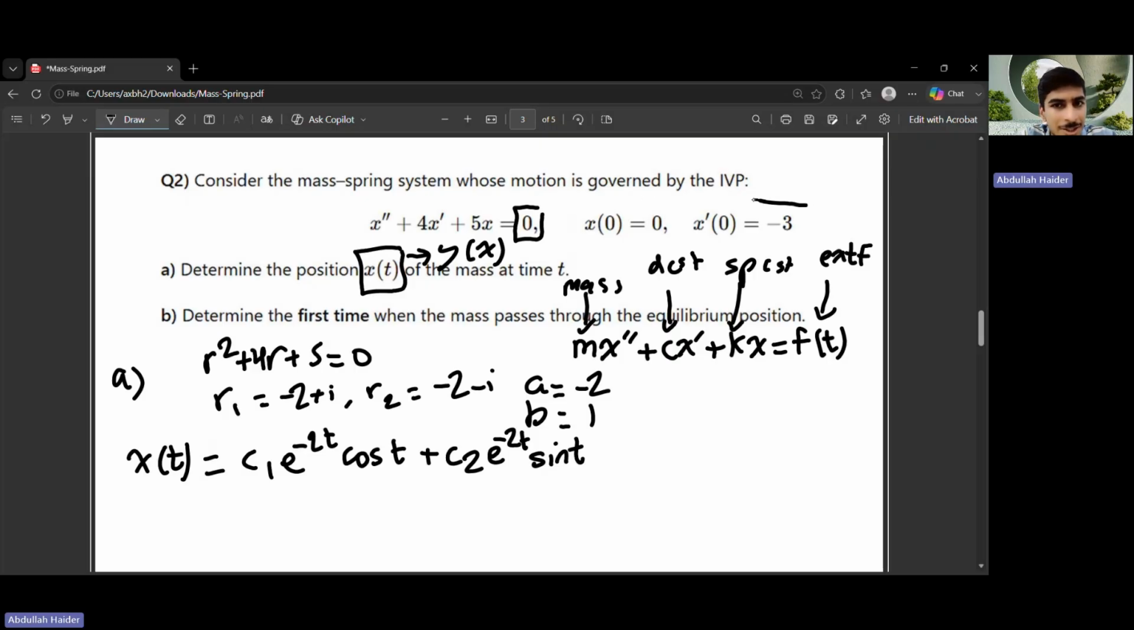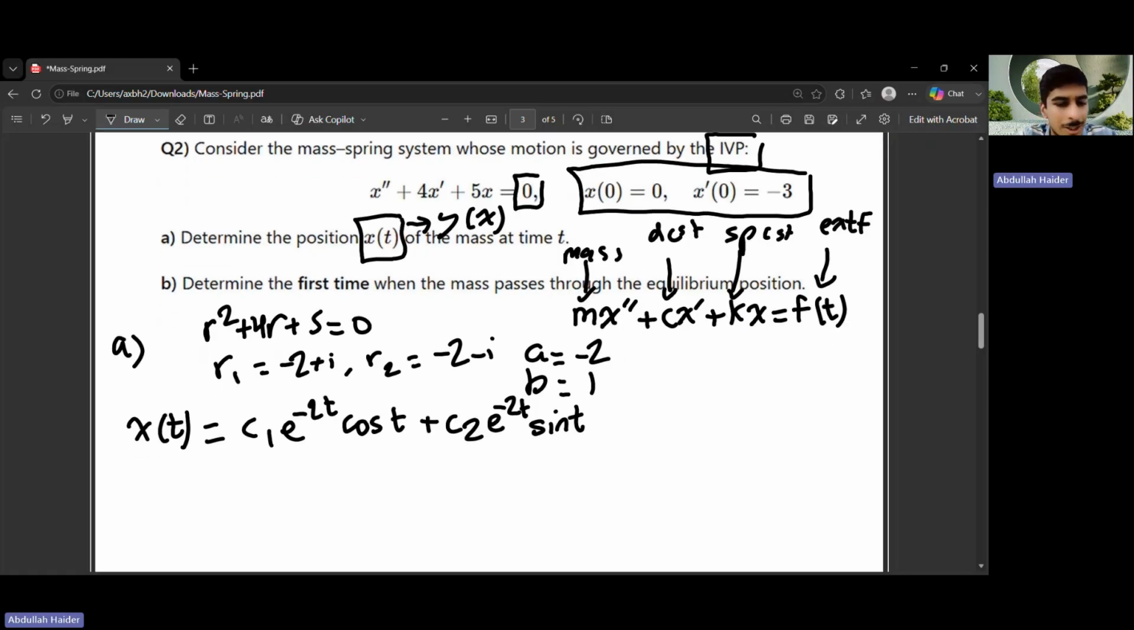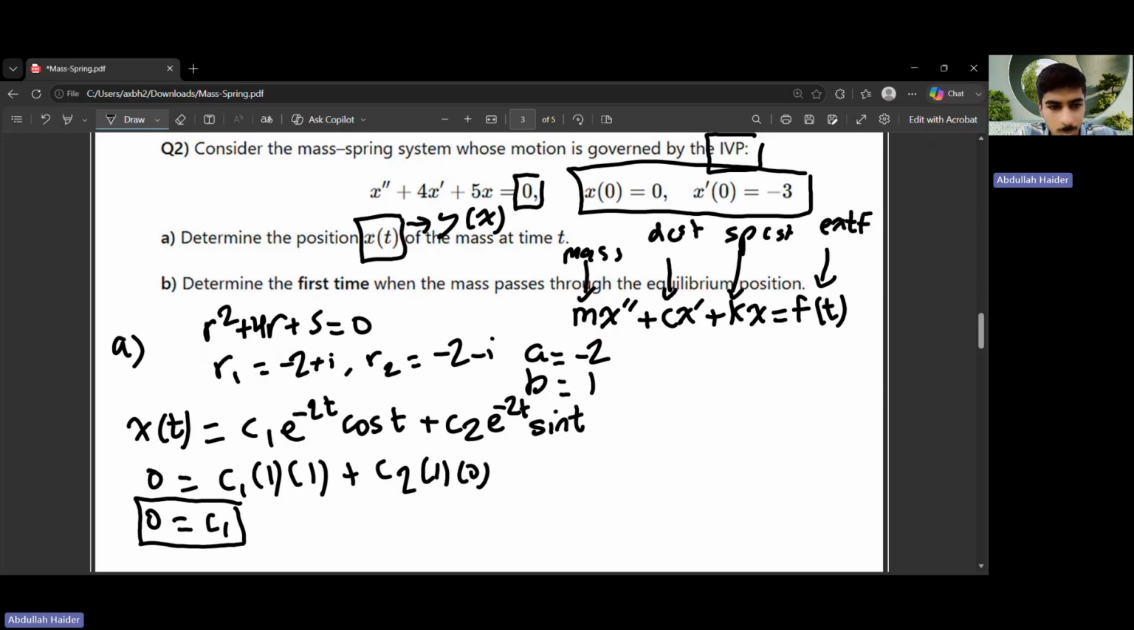They gave us initial conditions for a reason. Because this is an initial value problem, you cannot just stop here and move on to part B. You cannot even solve part B without finding C1 and C2. So now, using these initial conditions, you need to find C1 and C2. If you substitute 0 everywhere, C1 times 1, since cosine 0 is 1, plus C2 times 1 times sine 0, which is 0. So 0 equals C1.